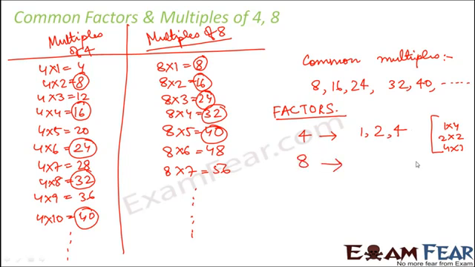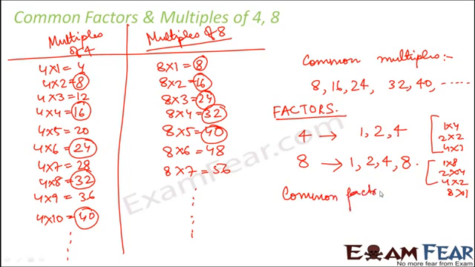Similarly, what are the factors of 8? 8 can be written as 1 into 8, 2 into 4, 4 into 2, 8 into 1. So it has 1, 2, 4, 8. So which are the common factors? So basically 1, 2, 4, these are common factors. So you can say that common factors of 4 and 8 are 1, 2 and 4. So in this fashion we can find out the common factors and multiples of 2 or more numbers.